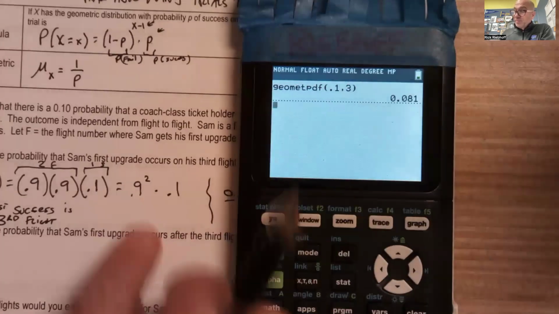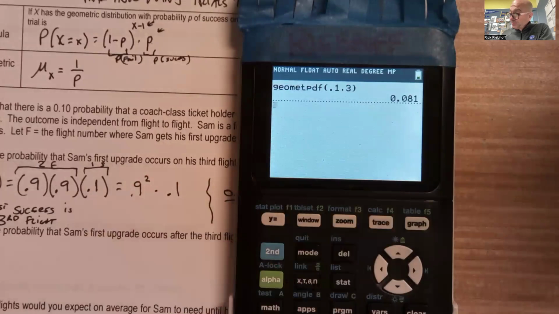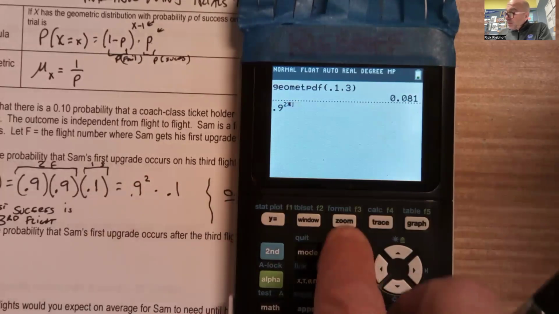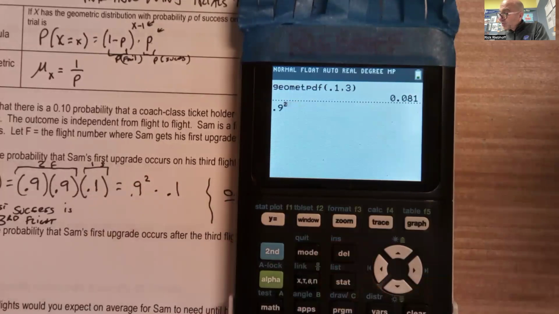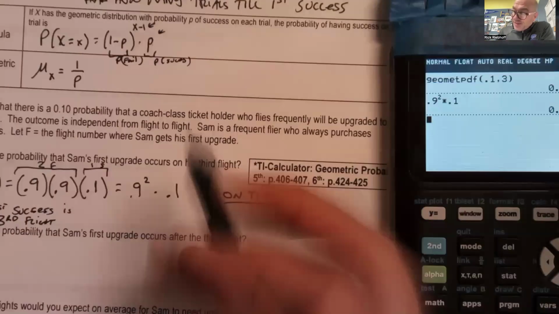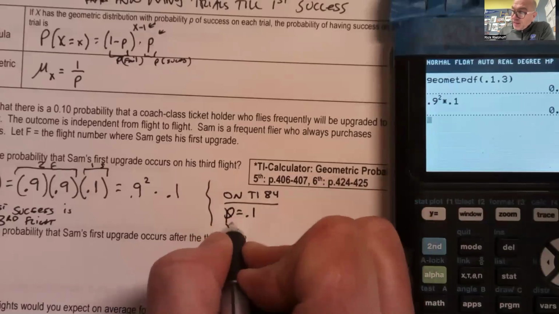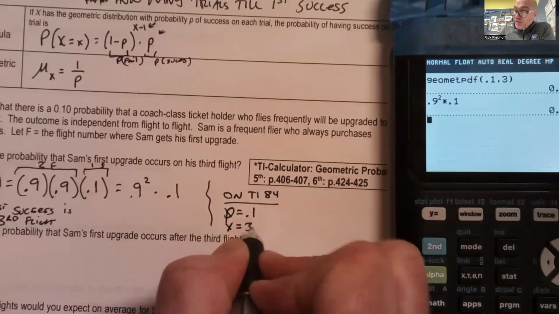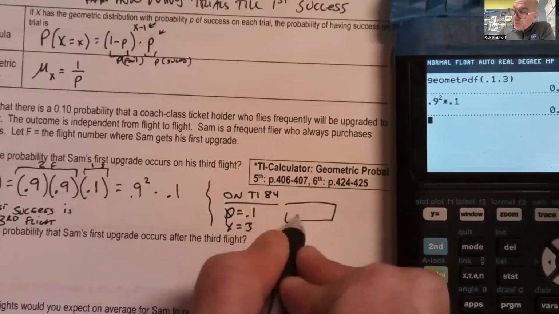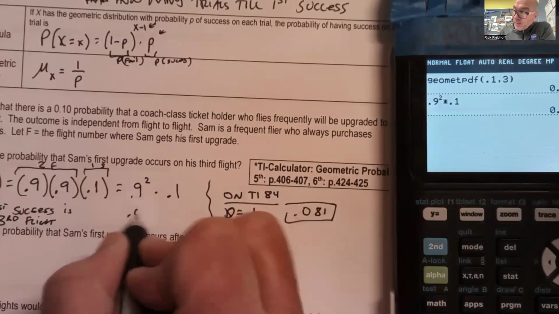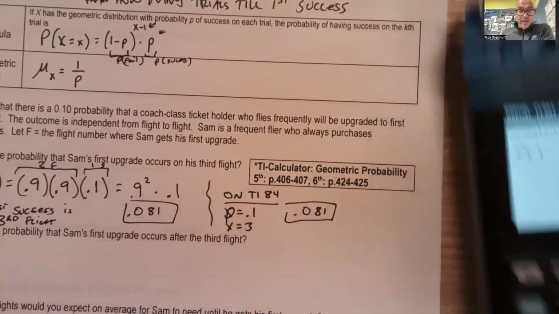I bet you if I did 0.9 squared times 0.1, there we go. We get exactly the same thing. Yeah, nice. So, sorry, P is the probability of success. X is equal to 3 for success on the third trial. We plug it in, we get 0.081, which is exactly what we had here. Cool. All right, so now let's move along.